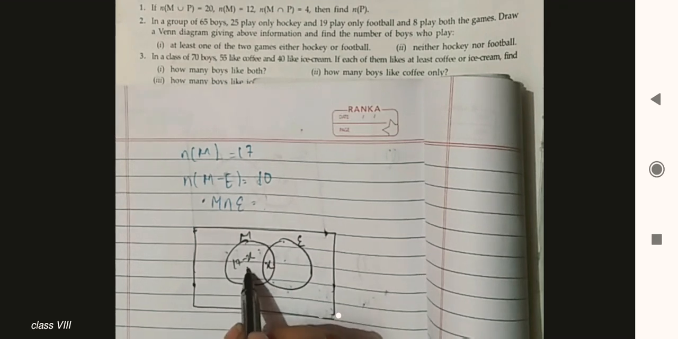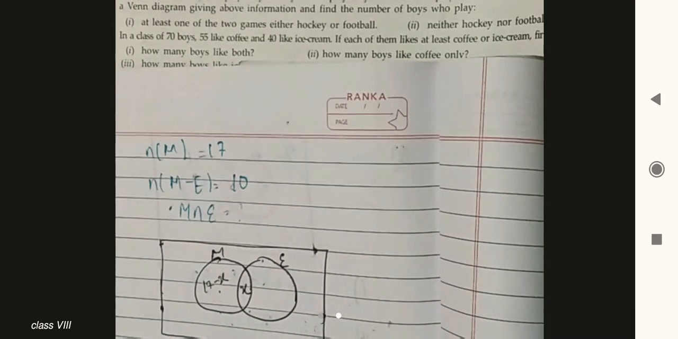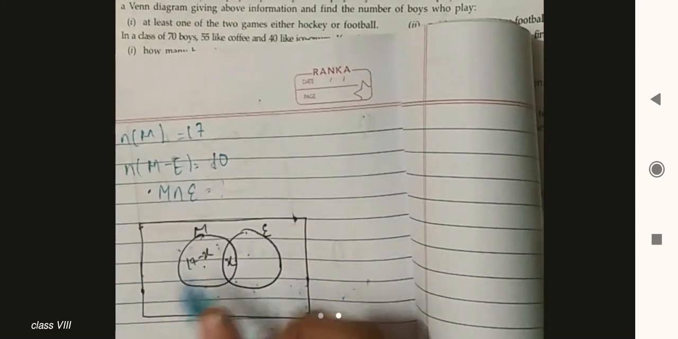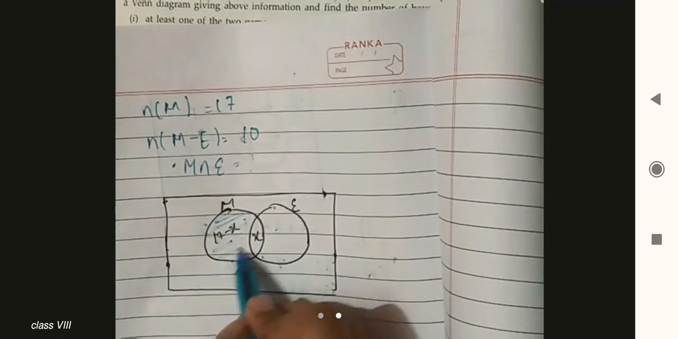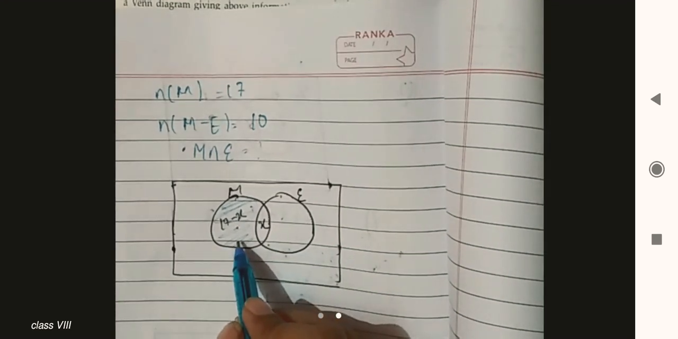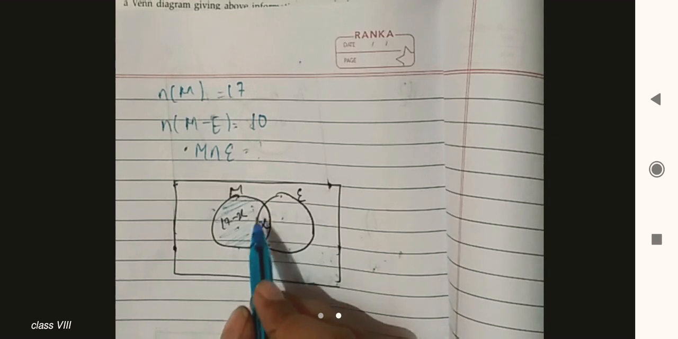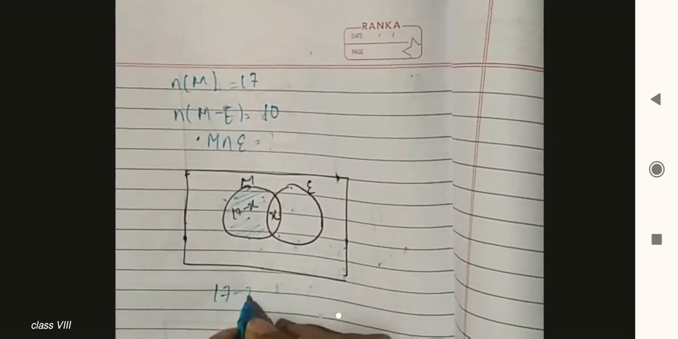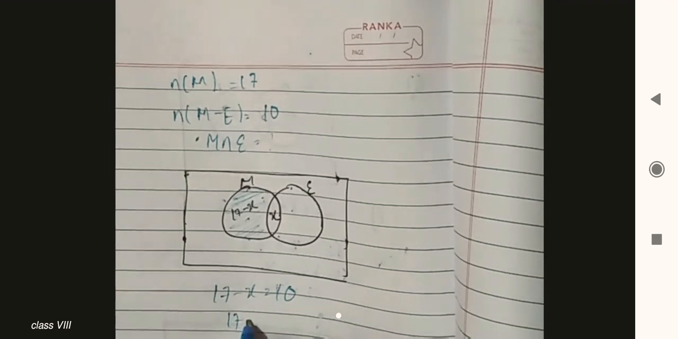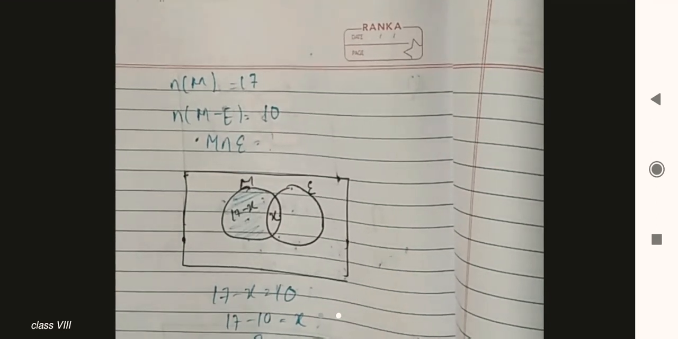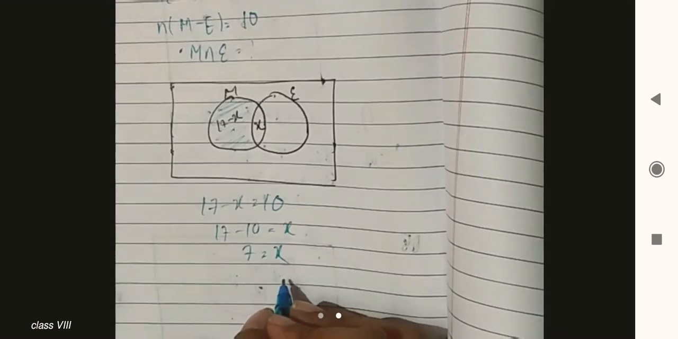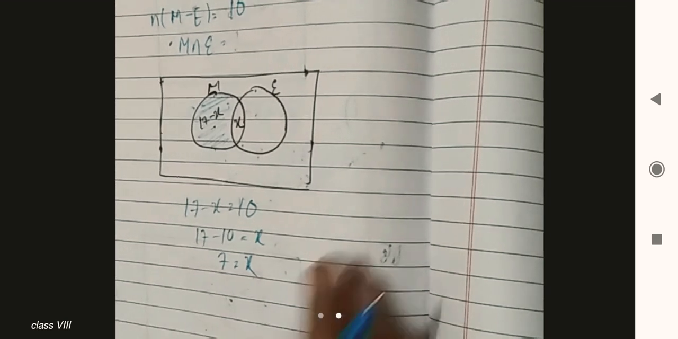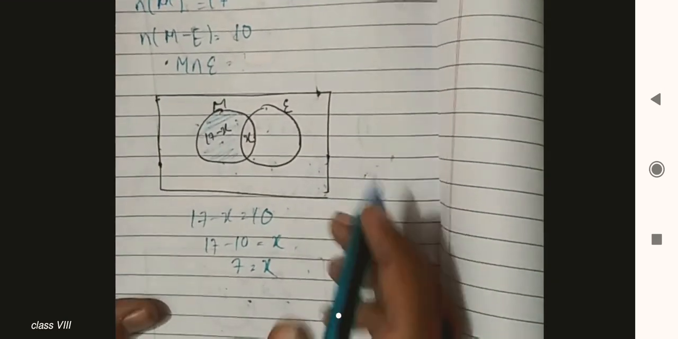This part is given as 10 only, the students who appeared in mathematics but not in economics. Okay, so this part is given as 10. That means 17 minus x is equal to 10. And 17 minus 10 is equal to what? Easily you get the intersection is 7. Easily from just looking at the Venn diagram, the intersection is 7.